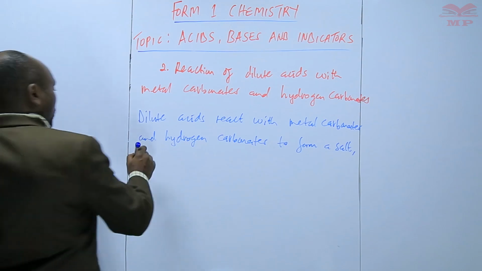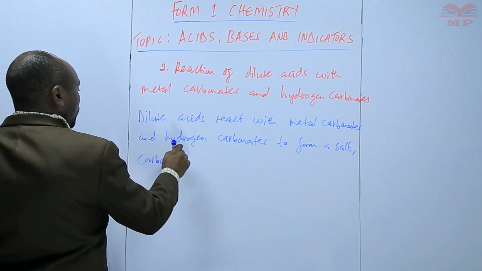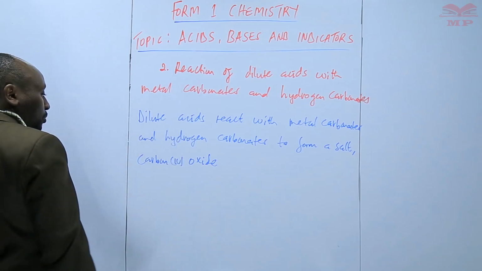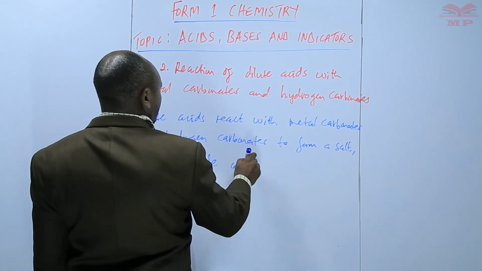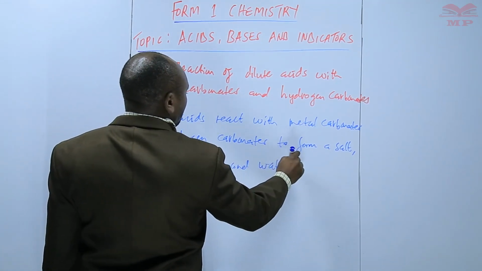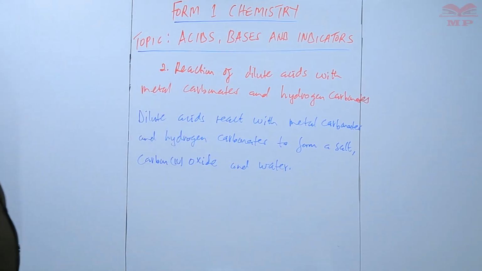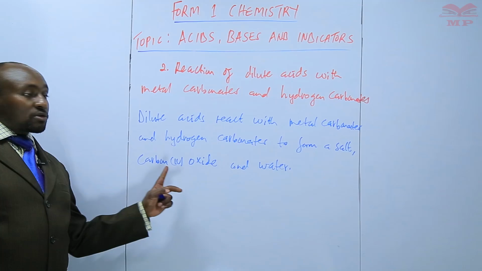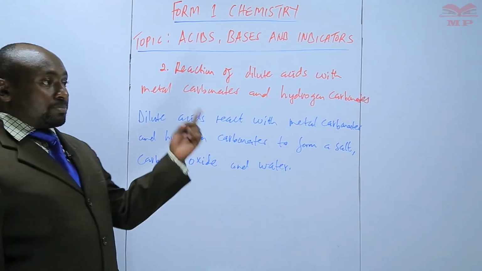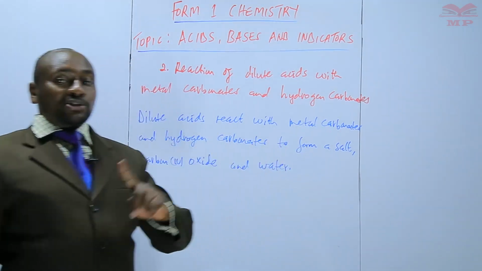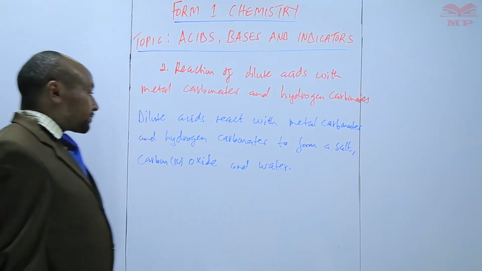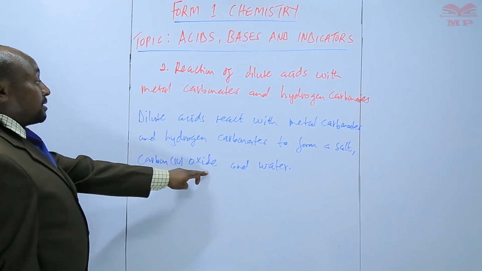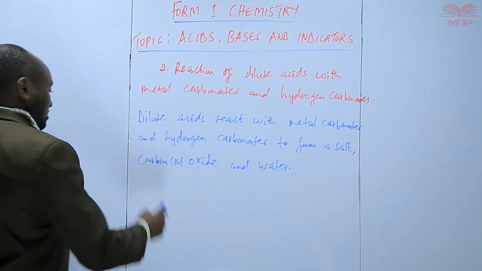We saw that before. There is also carbon 4 oxide. This one was not there before in the other property, and water. So we form three products here: salt, carbon 4 oxide and water. In the case of the previous property, we were getting only a salt and hydrogen gas. So also here, effervescence is observed because carbon 4 oxide is a gas.